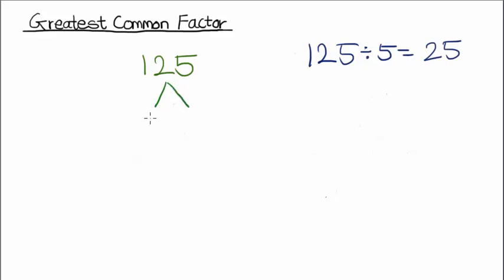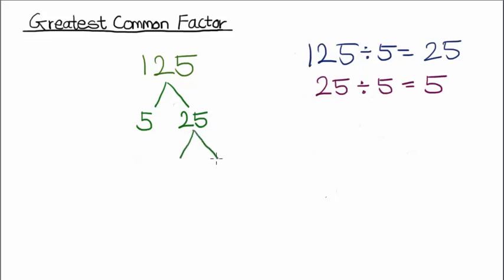Now I draw a little branch, and on one side I write the smallest prime factor, and on the other side I write the answer that I got, which is 25. The smallest prime factor for the number 25 is again the number 5. So now I break apart 25 into two branches, and on one branch I have the smallest prime factor, which is the number 5, and on the other branch I have the answer I get when I do 25 divided by 5, which again is 5.